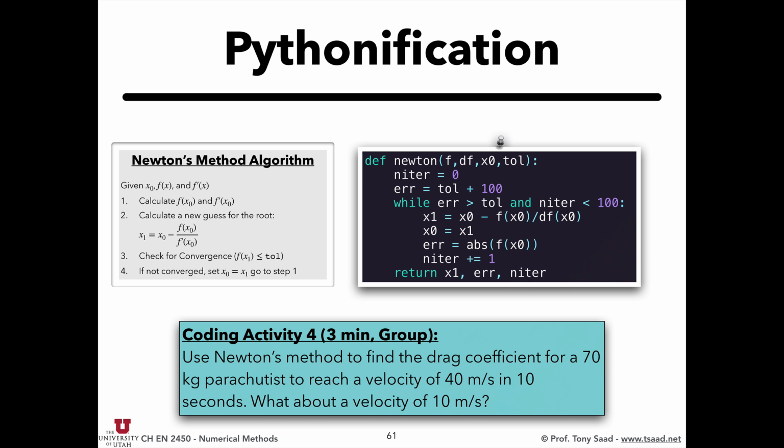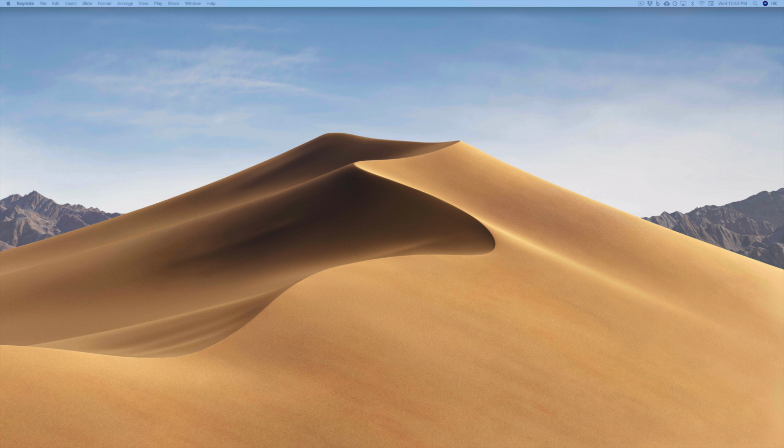Your activity now, coding activity 4, is to use Newton's method to find the drag coefficient, again for our famous parachutist. You should be able to do this with your Jupyter notebook that you downloaded earlier. So let's go ahead and open that.